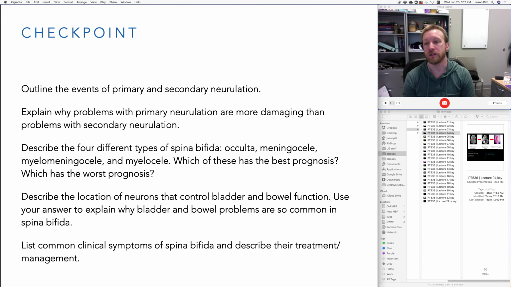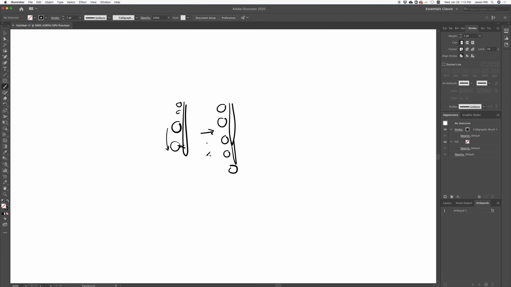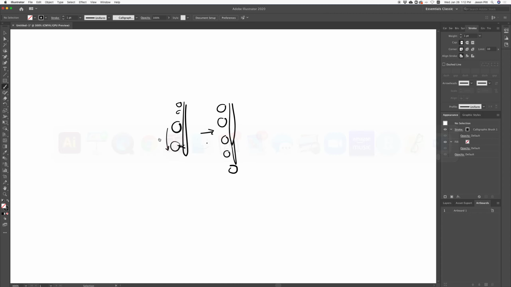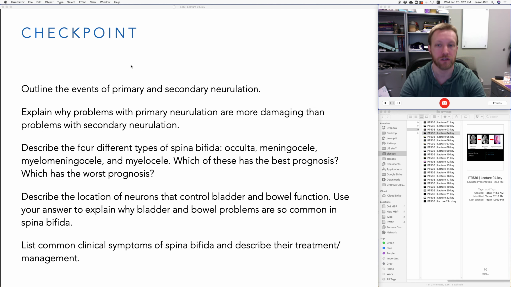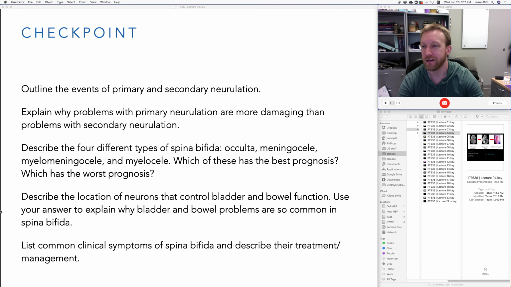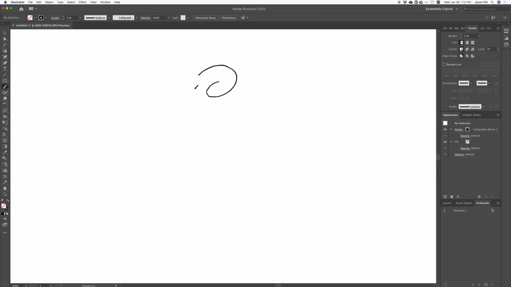All right, so I got a few review questions that you can go through here. Make sure you've got your neurulation down, so understand primary and secondary neurulation, how those are different from one another. When you're thinking about your lesions, for example, and why is it that bladder and bowel dysfunction is so common.